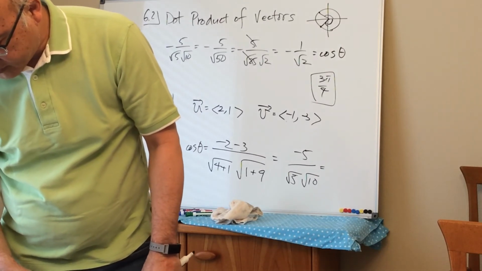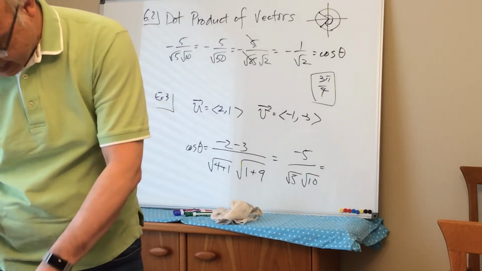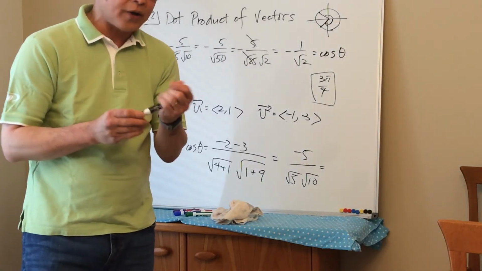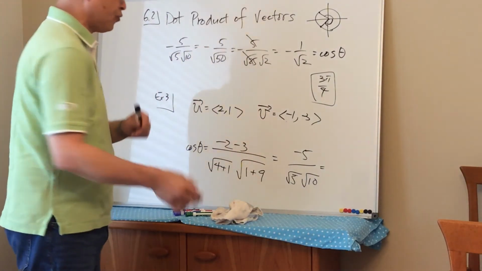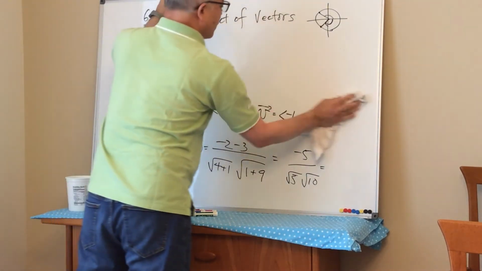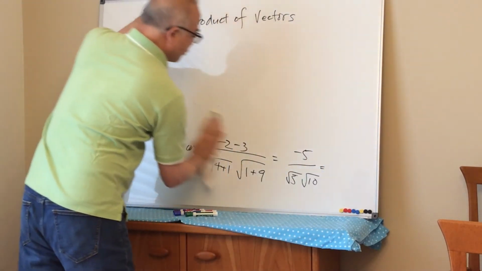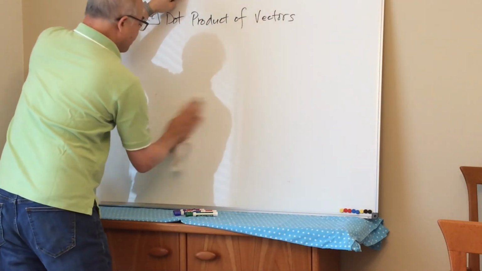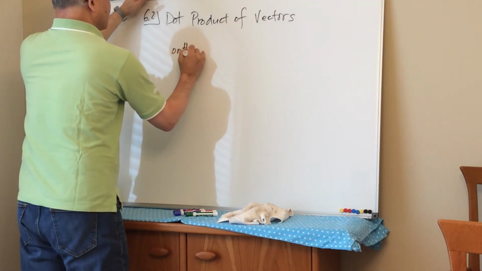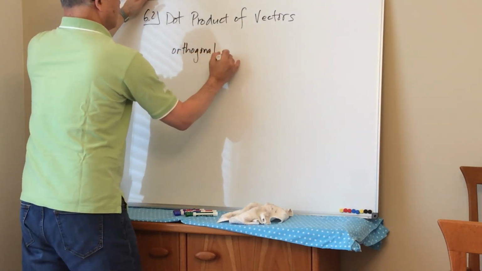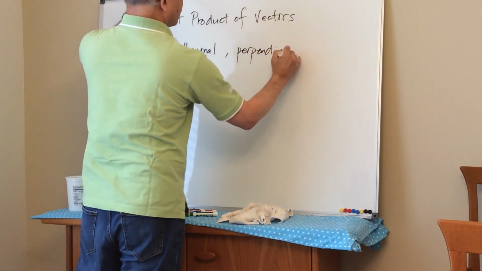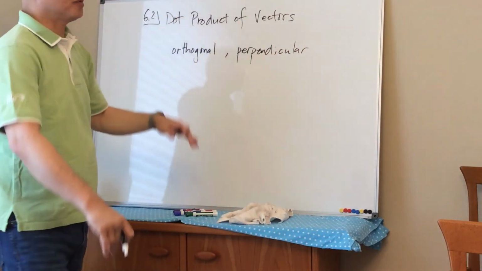Okay, orthogonal vectors. Go to page 469. There's a thing called orthogonal vectors there. Orthogonal means that the angle between the two is 90 degrees. You have learned it in geometry or other places under a different name. Orthogonal is the same as perpendicular. It's a perpendicular line.